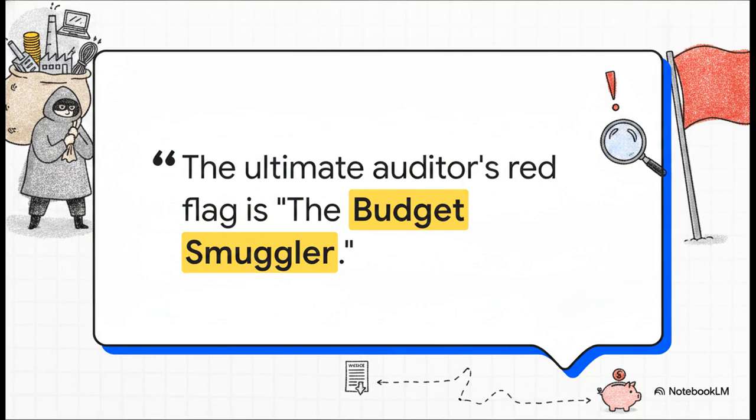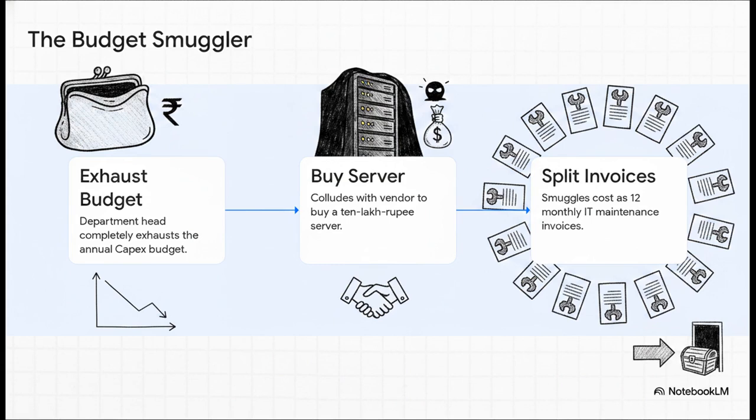But what happens when people try to actually game these exact rules? How might someone try to exploit this system to get what they want? Well, this brings us to the ultimate auditor's red flag. We call this individual the budget smuggler. Here's exactly how a budget smuggler operates.